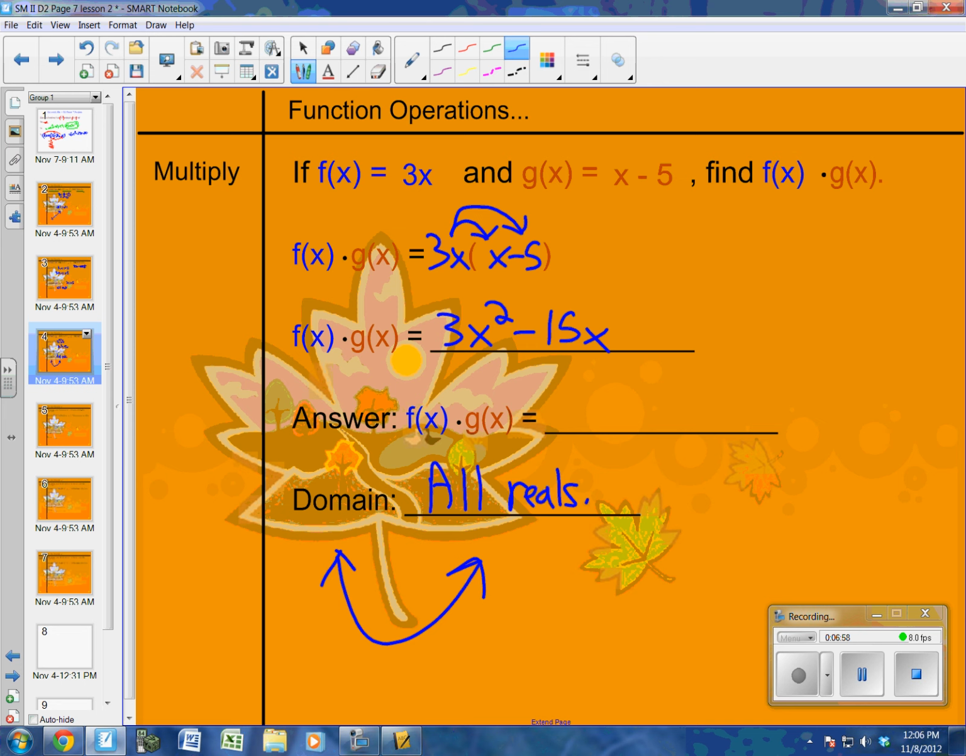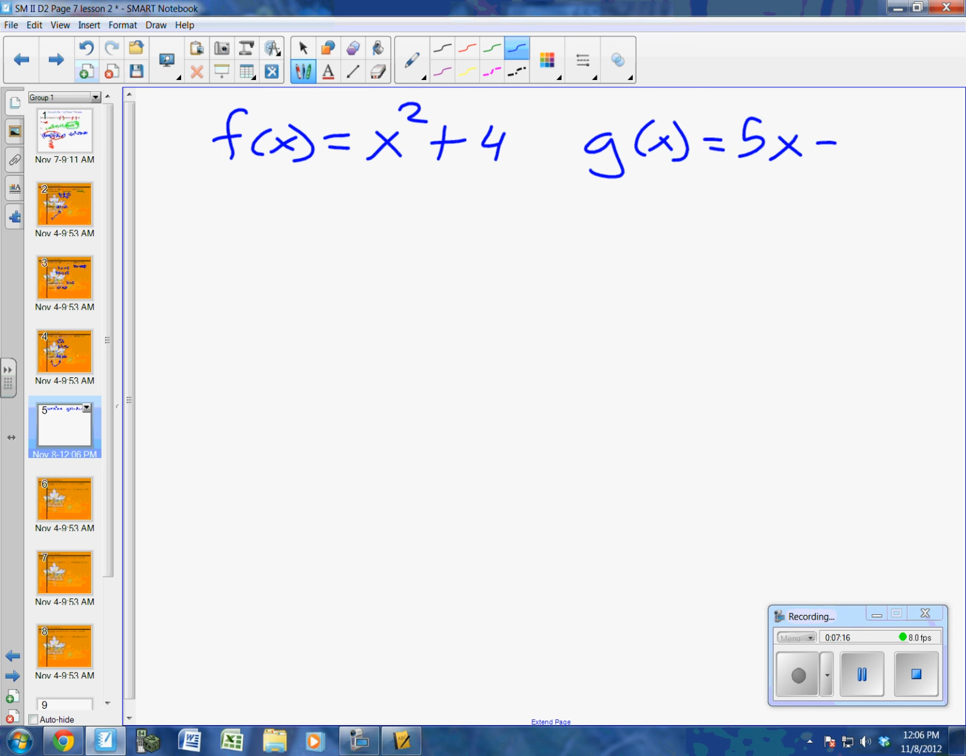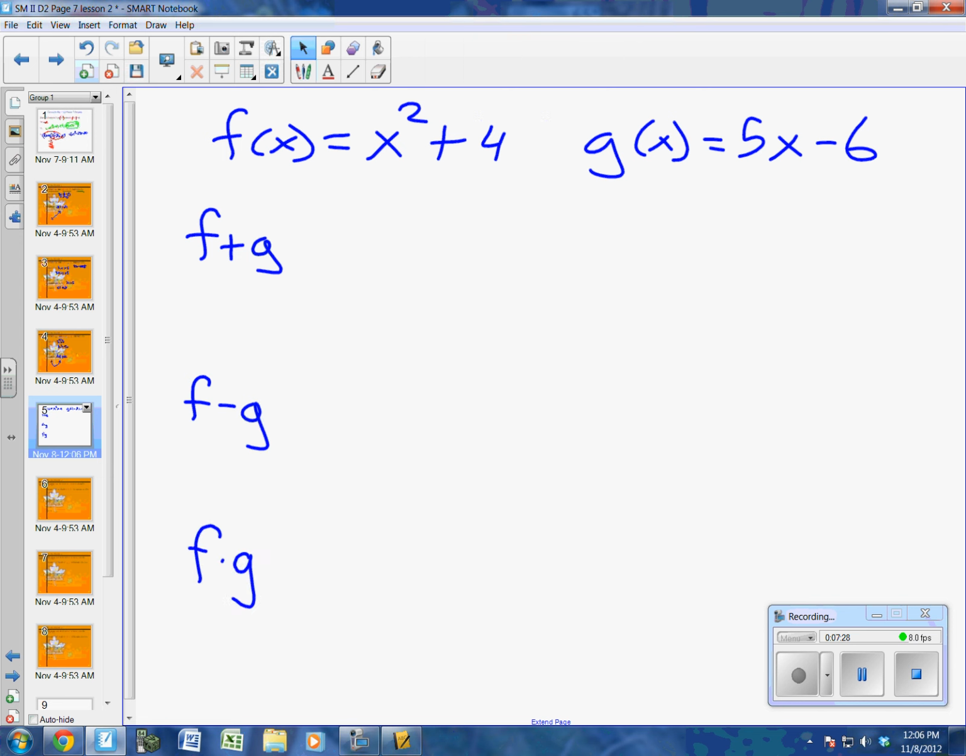All right, next one. Let's do one like this. Given these two functions, f of x equals x squared plus 4, and g of x equals 5x minus 6, I want you guys to find f plus g, f minus g, and f times g. I'm going to give you 1 minute to work on these. Check with your shoulder partner, see if you get the same answers on each of them, and then we will go over them.